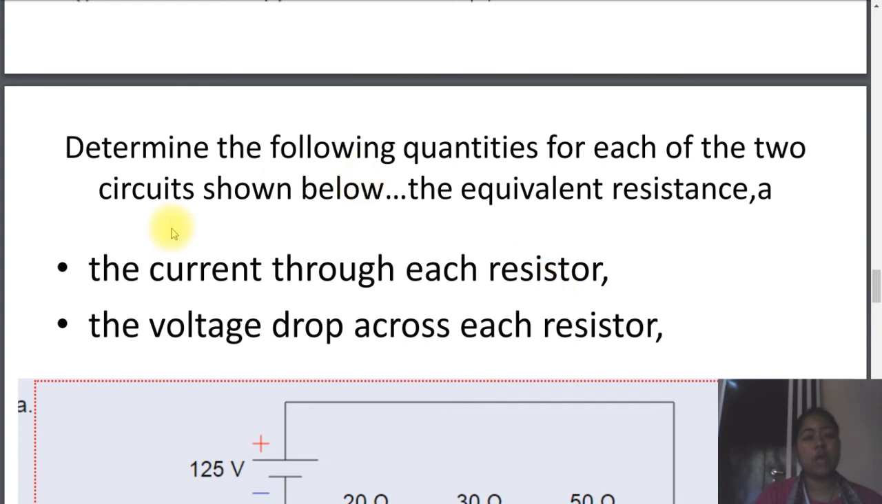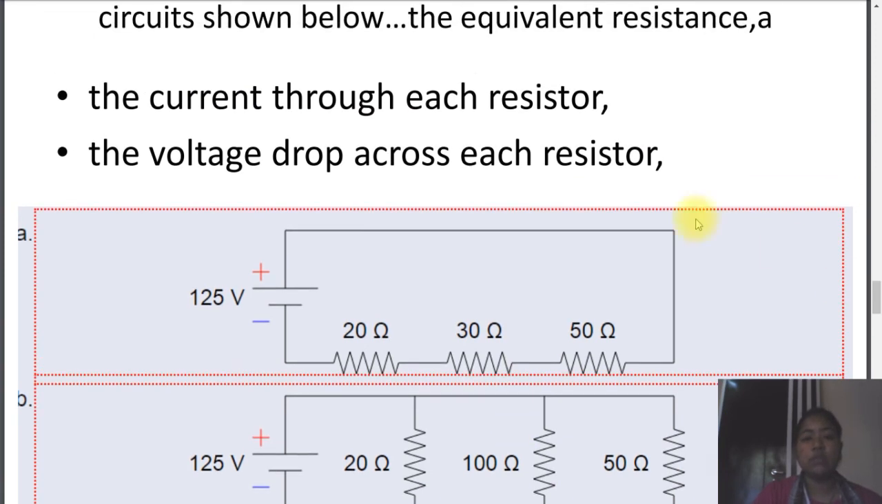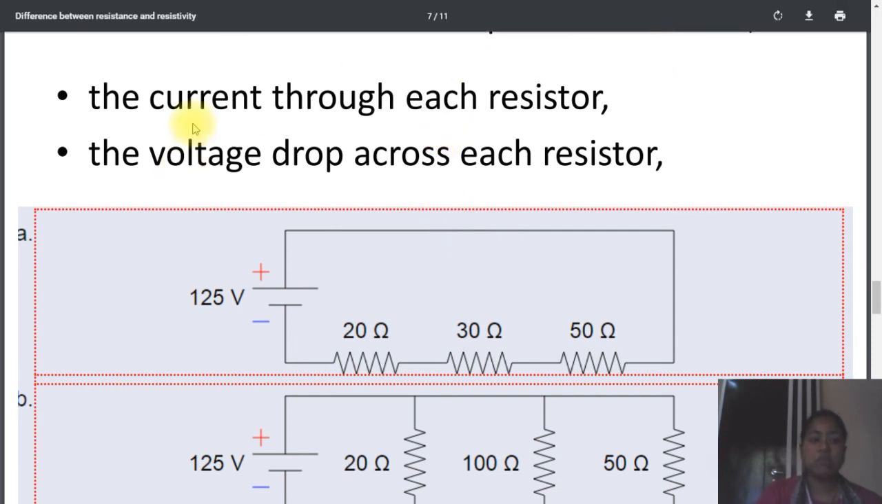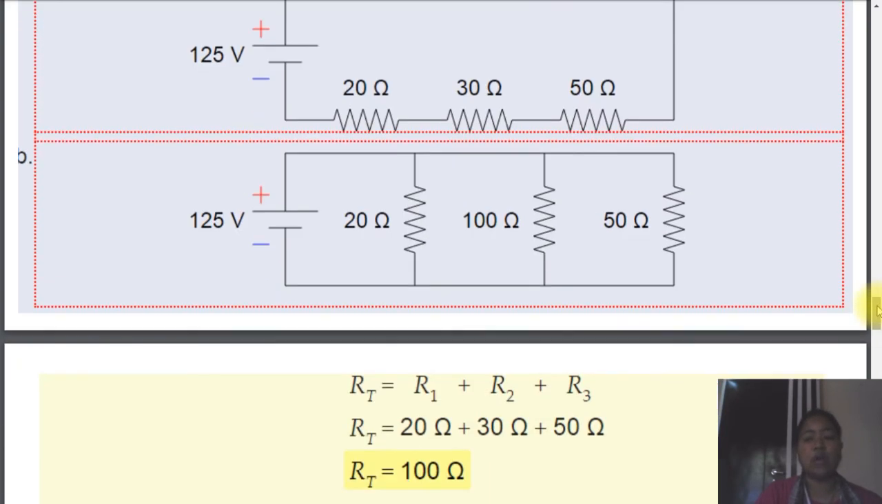Now, what question do we have here? Determine the following quantities for each of the two circuits given below. We have two circuits, and we have to calculate, very first, the equivalent resistance. Second, the current through each resistor. Third, the voltage drop, that means the potential difference across each resistor. Sometimes we say that the potential difference equals the voltage drop across the resistor; it is the same value.